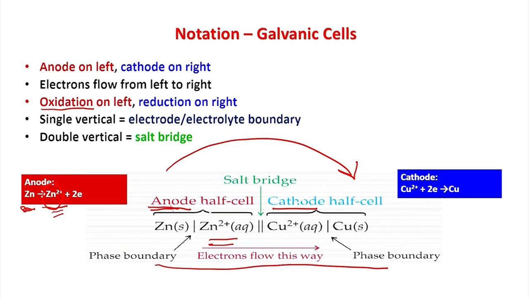Similarly, if we look at the chemical reaction taking place at the cathode, copper 2 plus will take up two electrons and get converted into solid copper at the cathode. This tells you that copper 2 plus is getting reduced to copper 0. This happens at the cathode, and the cathode is placed on the right, therefore reduction on the right. As you understand, there are two sets of chemical reactions taking place in this setup. One is the oxidation, the other is the reduction, and therefore these are called the half cell reactions.